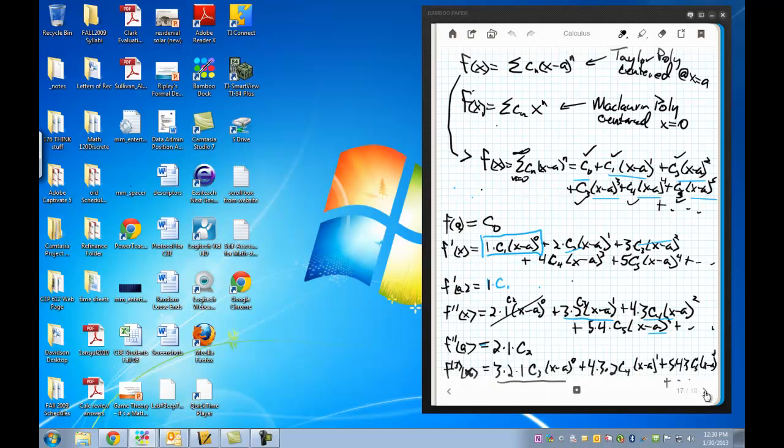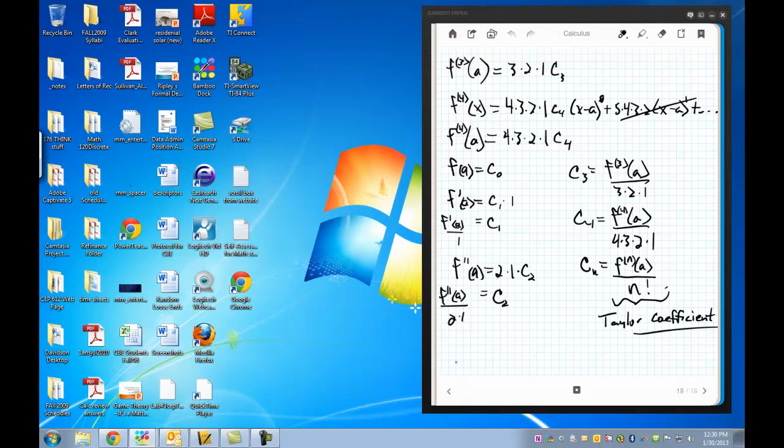Not at all. What I now have the ability to write, which is so cool, and here it is. Here's the punchline to this sordid little tale. If I want f of x to equal an infinite Taylor series centered at a, remember this is c sub n times x minus a to the n, which can really be written as the sum, as n goes from 0 to infinity, of f^(n), the nth derivative of the function evaluated at a, divided by n factorial, times x minus a to the n.